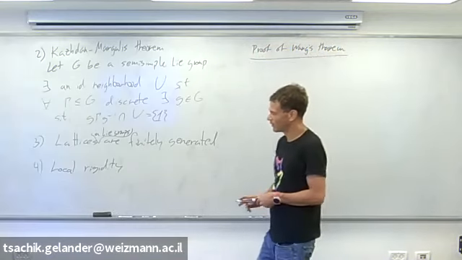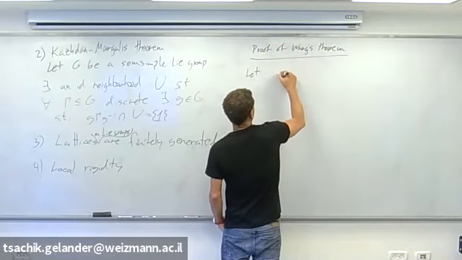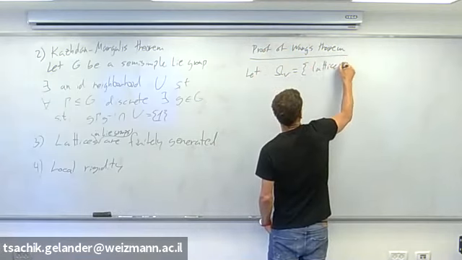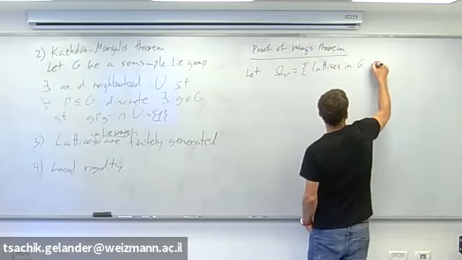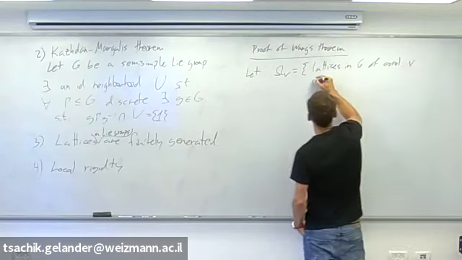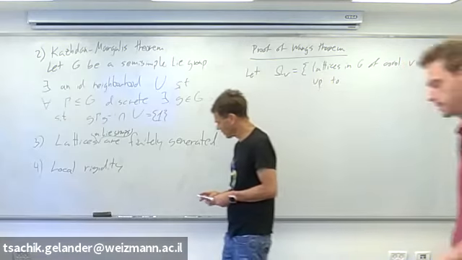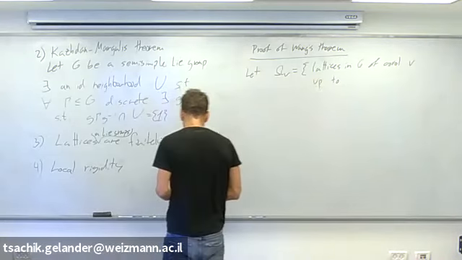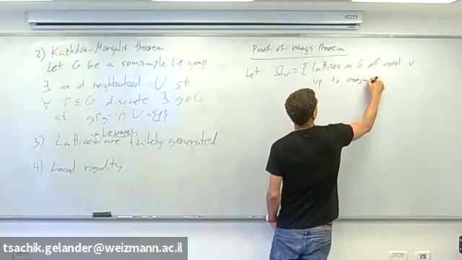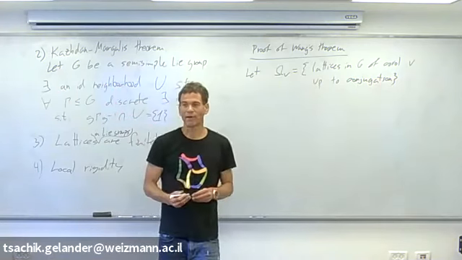So let Omega_V be the set of lattices in G of covolume V up to conjugation. Basically, I want to show that this set is finite.